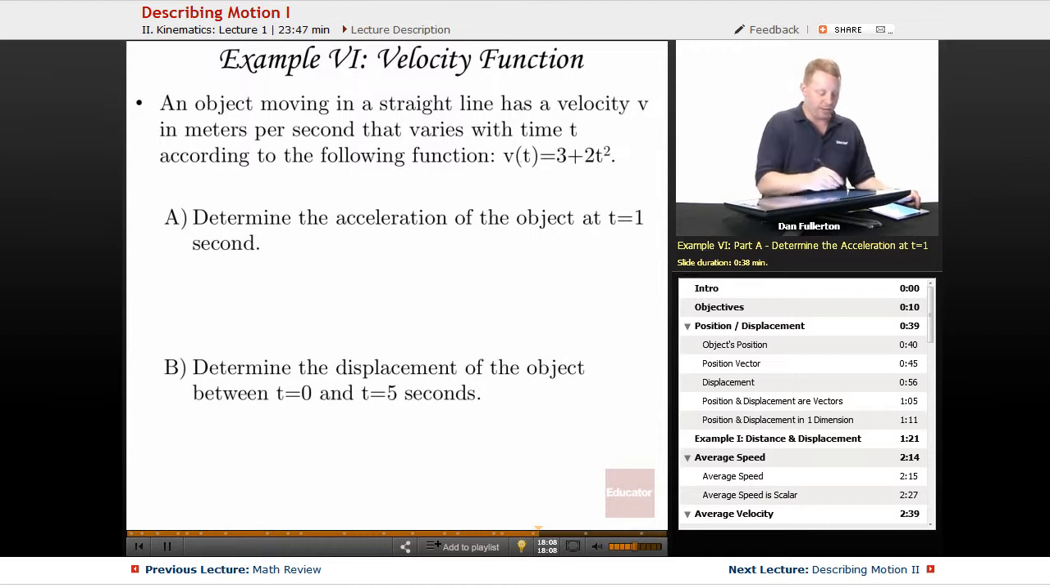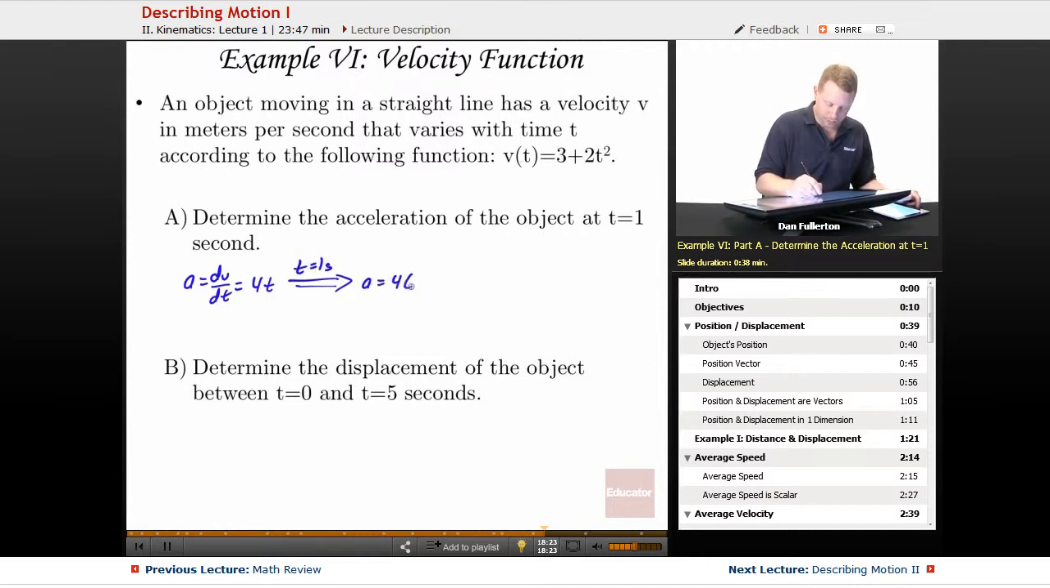All right, acceleration is just the derivative of velocity with respect to time, which is going to be 4t. And since we know in this problem that t equals 1 second, acceleration is just going to be equal to 4 times 1, or 4 meters per second squared. For part B, determine the displacement of the object between t equals 0 and t equals 5 seconds.